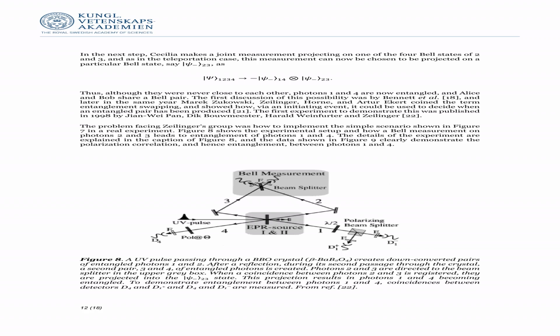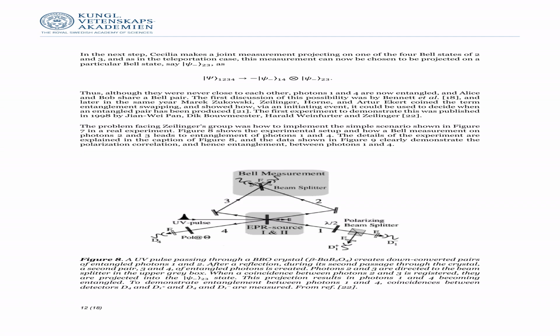In the next step, Cecilia makes a joint measurement projecting on one of the 4 Bell states of 2 and 3, and as in the teleportation case, this measurement can now be chosen to be projected on a particular Bell state, say psi minus 2, 3, as psi 1, 2, 3, 4 projects onto psi minus 1, 4 cross psi minus 2, 3. Thus, although they were never close to each other, photons 1 and 4 are now entangled, and Alice and Bob share a Bell pair.